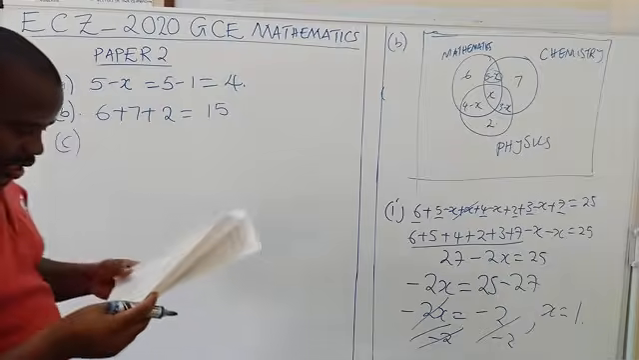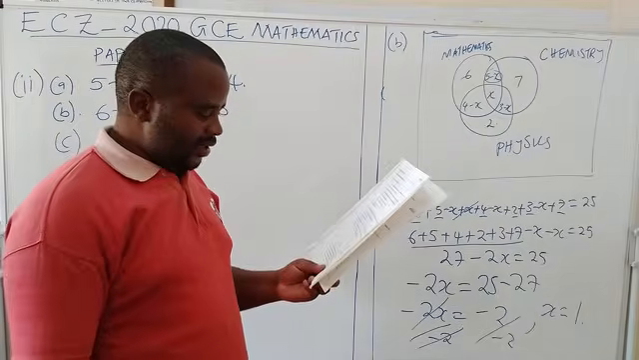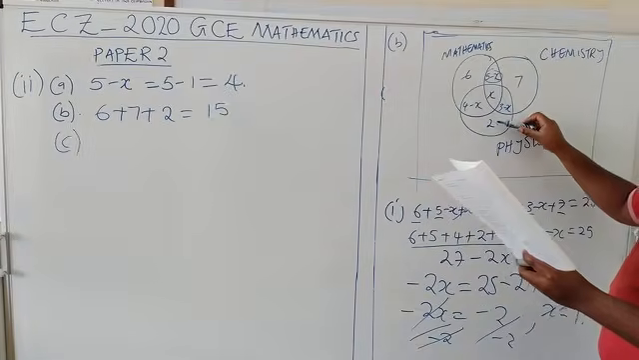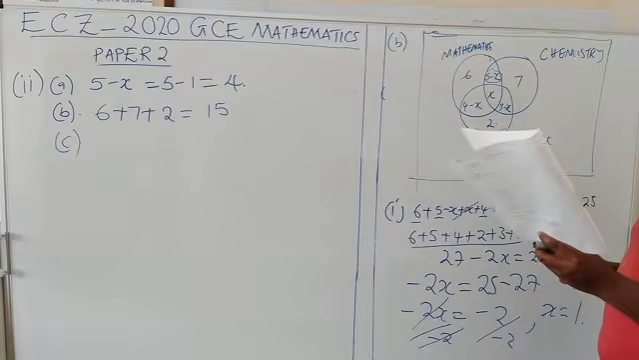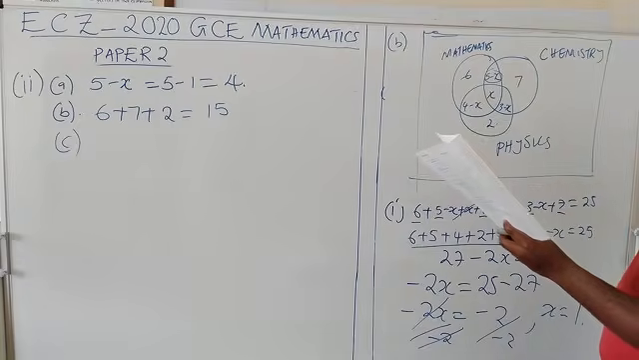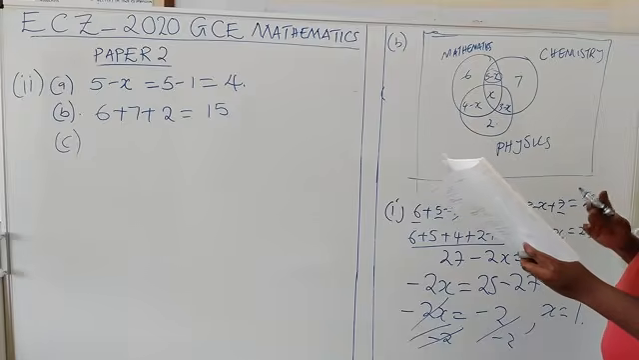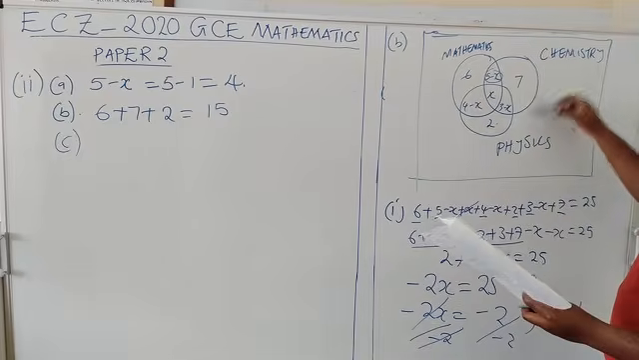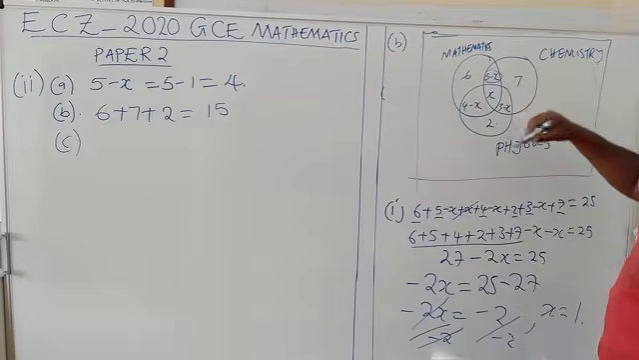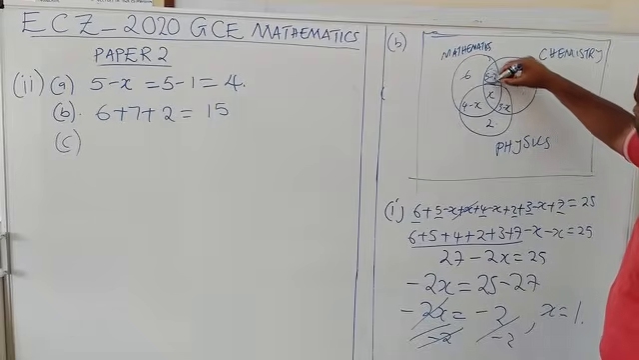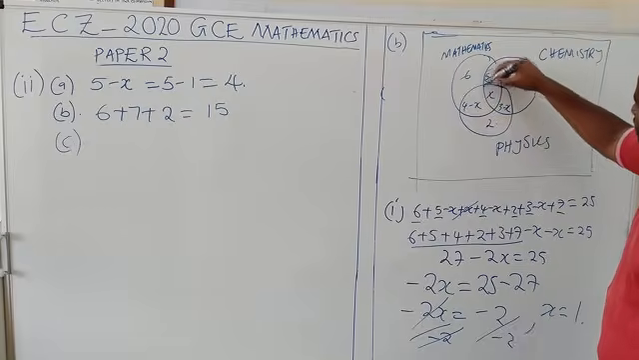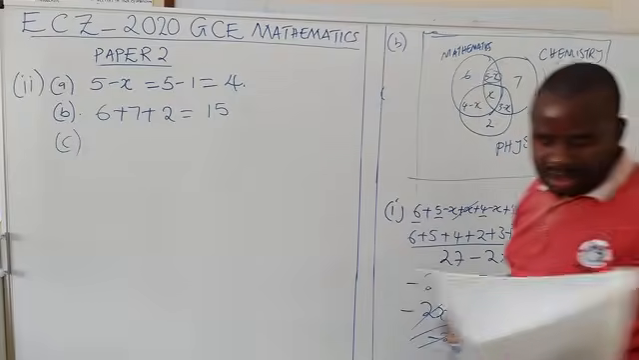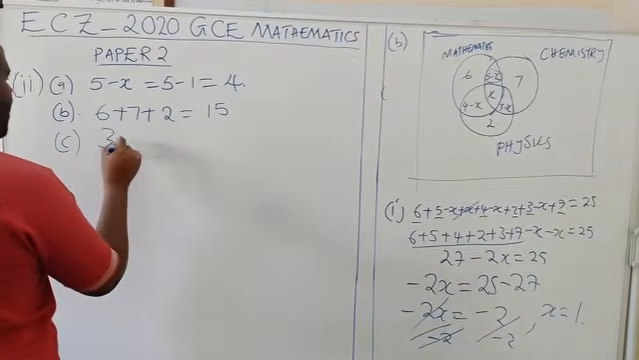How many students studied chemistry and physics, but not mathematics? This simply means you are dealing with those that studied chemistry and physics only. We want chemistry and physics but not mathematics. So when you look at those that studied chemistry and physics, it is this region. But we are saying but not mathematics. So we only remain with 3 minus x.